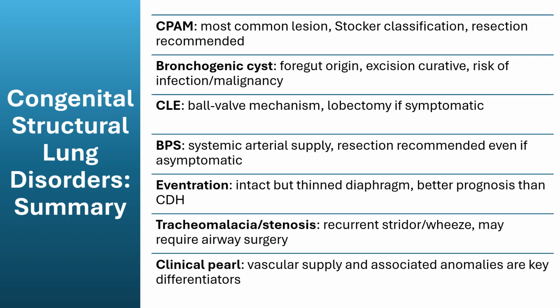Bronchopulmonary sequestrations are supplied by systemic arteries and should be resected even if asymptomatic, with attention to associated anomalies. Diaphragmatic eventration involves a thinned but intact diaphragm, typically with a better prognosis than CDH. Tracheomalacia and tracheal stenosis may cause recurrent stridor, wheeze, or respiratory distress and occasionally require airway surgery. Across all lesion types, vascular supply, lesion location, and associated anomalies are key factors for differentiation, risk assessment, and planning of perinatal and postnatal management.